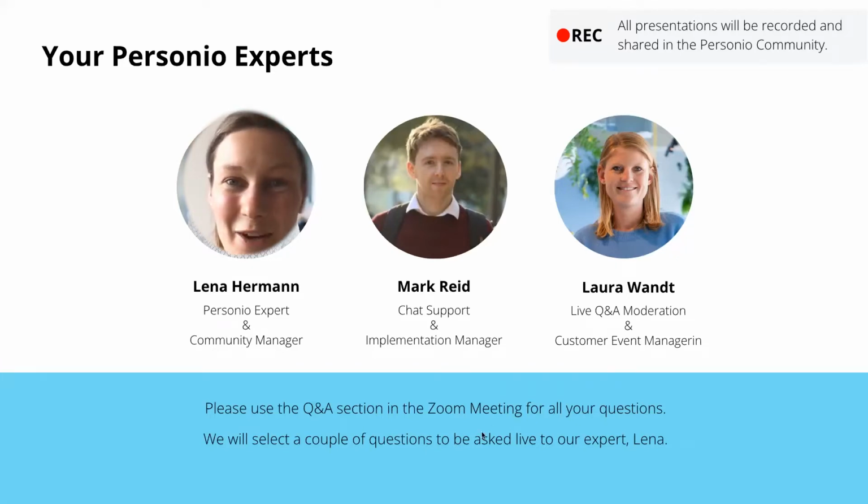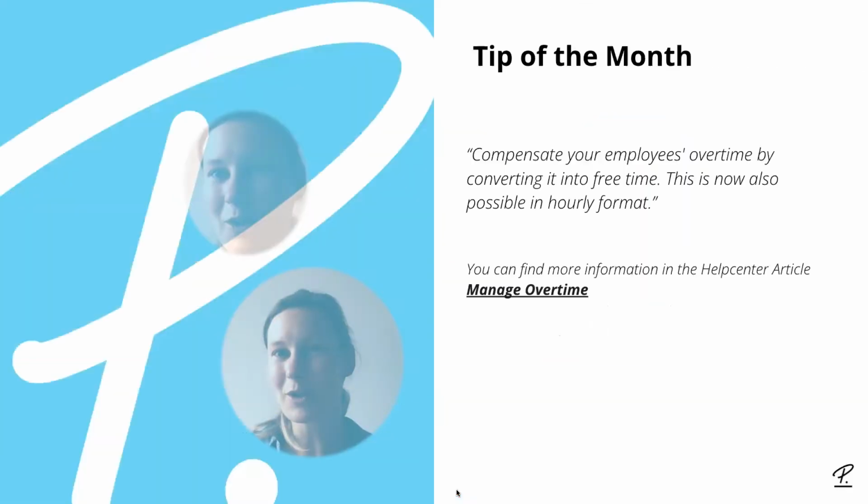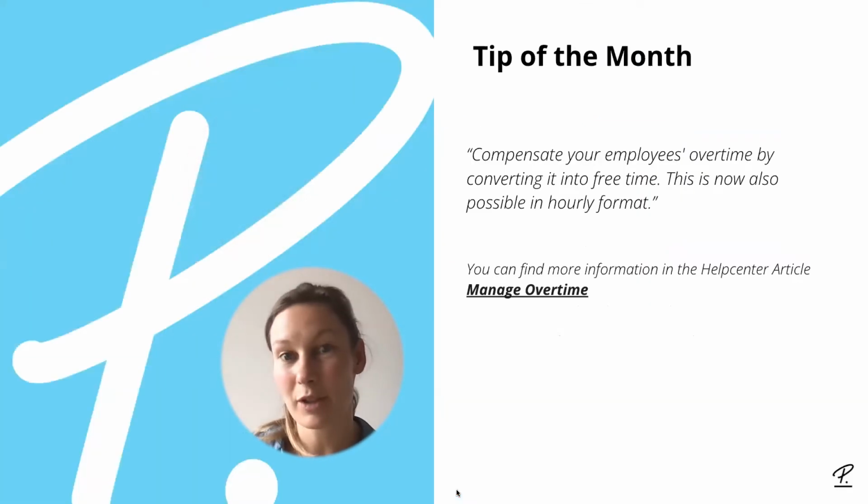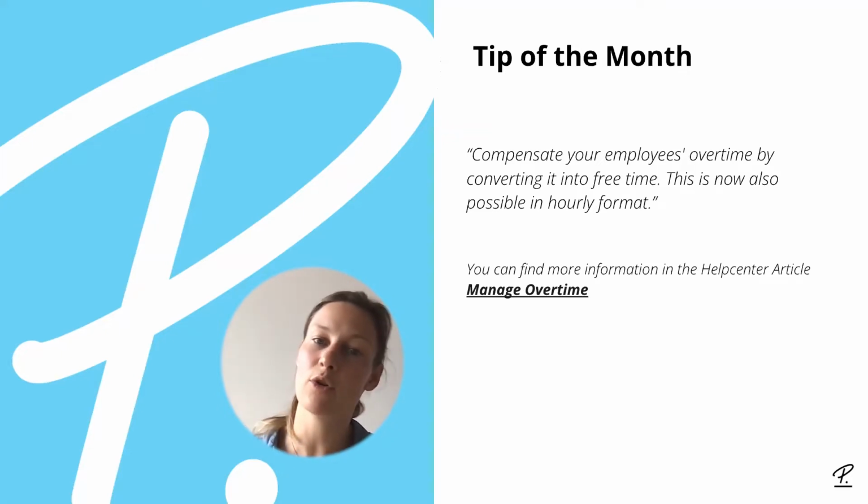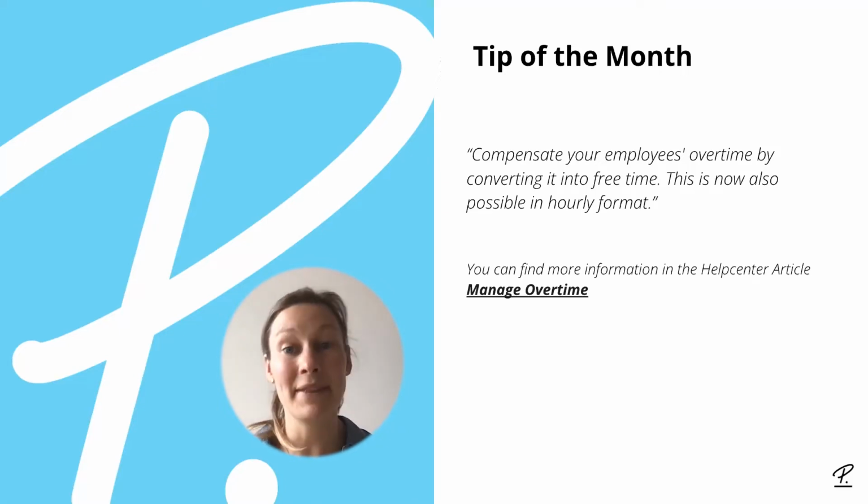So let's get started with the tip of the month, which is actually something new, and I will show you in a demo quickly. It is about the compensation of overtime. Until now, overtime could only be converted into absences in a daily format, but now this is also possible in an hourly format. This is great for those of you who want to manage absences with the conversion, and you're now able to convert it to hourly absences. We'll have a look at that in the account after I show you the agenda.